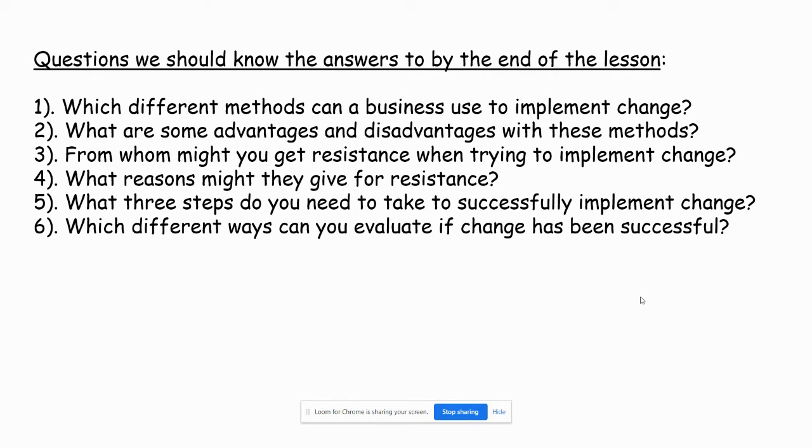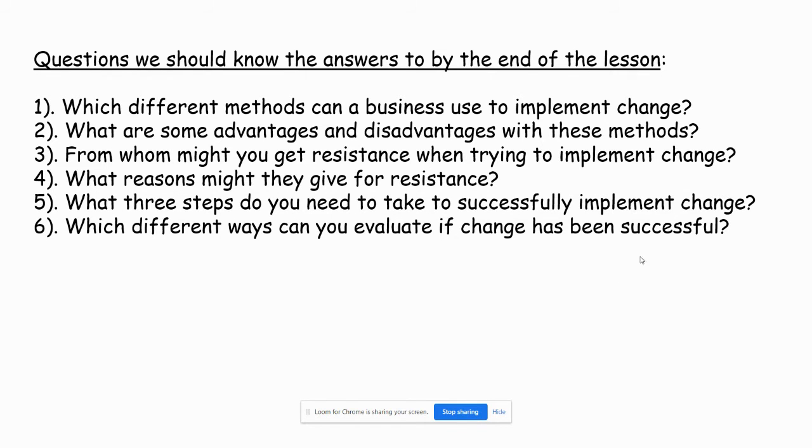So that's everything there. There's different ways you can do it, advantages, disadvantages, and then resistance, and reasons for resistance. Okay, so a successful way of doing it, and then just evaluate, check, have we done it successfully? How can you check that?